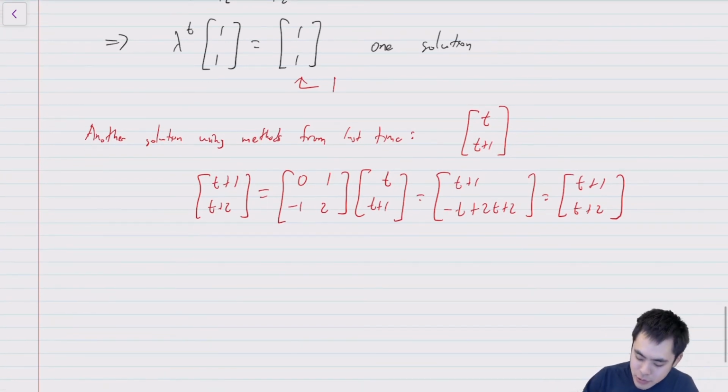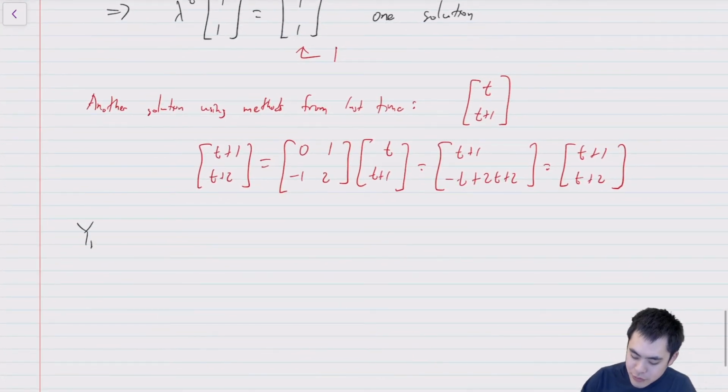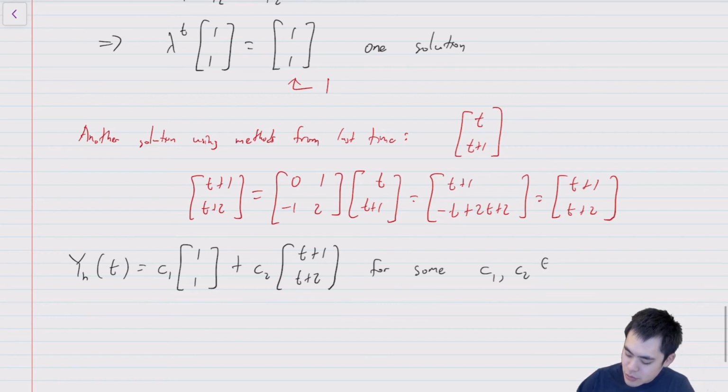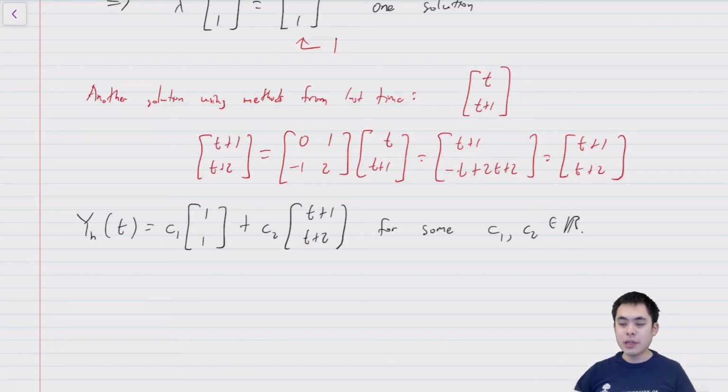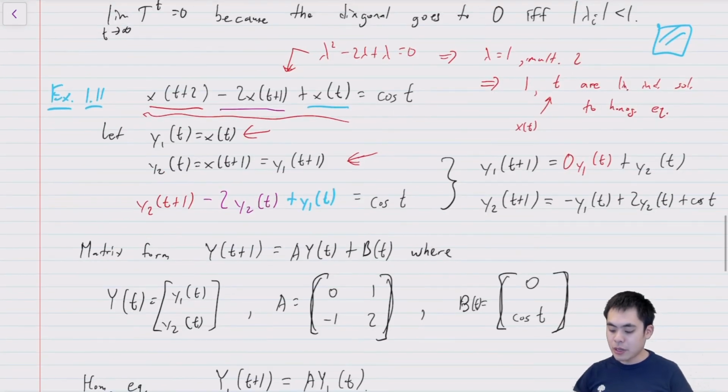But for this particular case, we have a homogeneous solution, so let's call that YH. We have a general solution for the homogeneous equation, which is equal to C1 times 1, 1 plus C2 times t, t plus 1, for some C1, C2 in the reals. Okay, so now that we have a homogeneous solution, we could consider going back up here and looking to see if we can find the solution to the inhomogeneous equation.